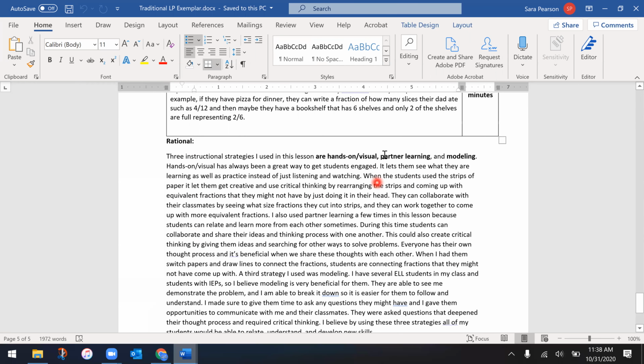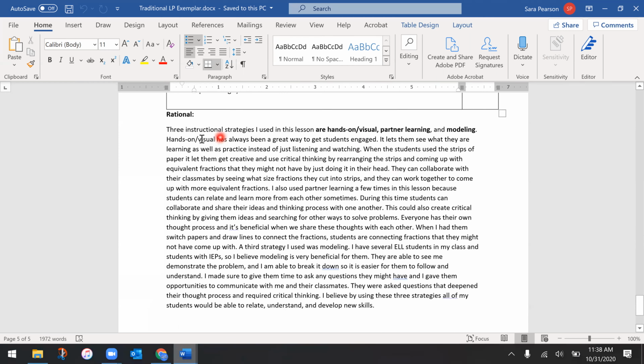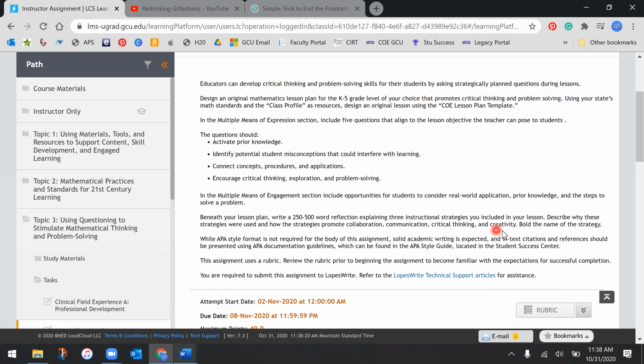Finally, you're going to conclude your lesson plan with a rationale. You're going to identify 3 instructional strategies that you used in your lesson plan. And for that rationale, you're going to describe why these strategies were used and how they promote collaboration, communication, critical thinking, and creativity. So the 4 C's. Make sure that you use all 4 of those words when you're talking about your strategies and how some of them promote those 4 areas. Please bold the names of the strategies so they pop out and I can see them easily.